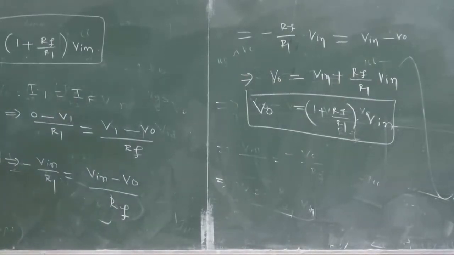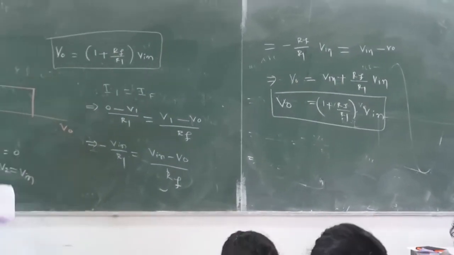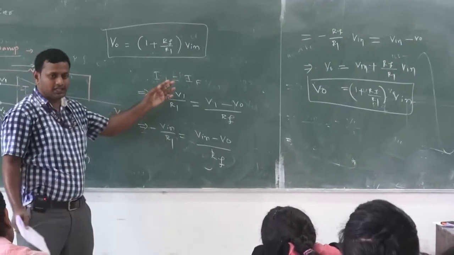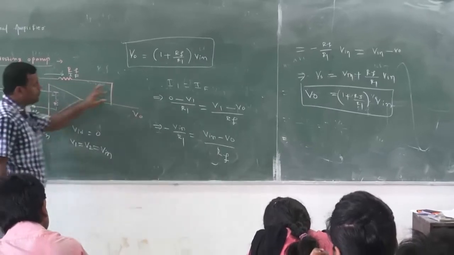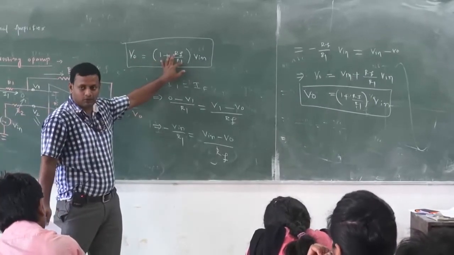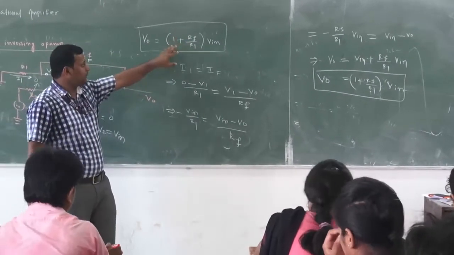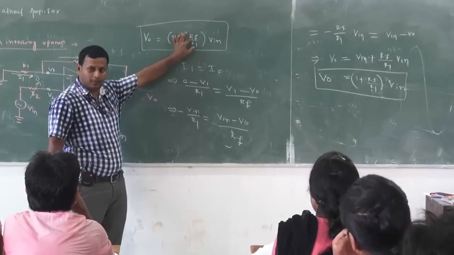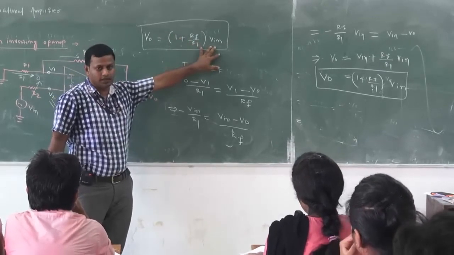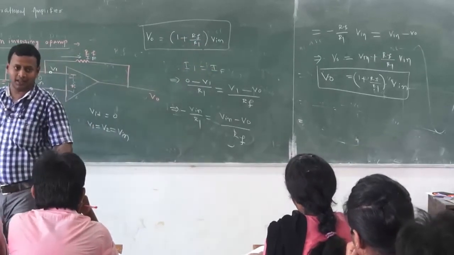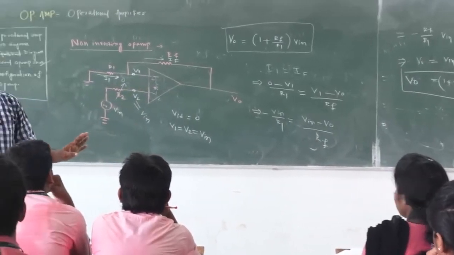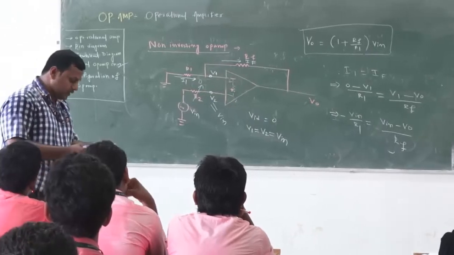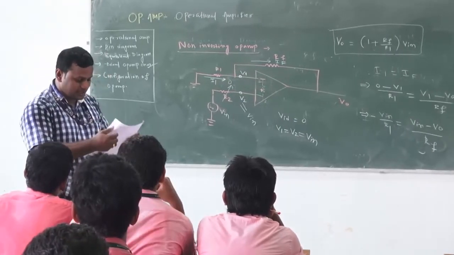From this we can say, if I am giving some input voltage at this point, I am getting an output which is 1 plus RF by R1 times V in. For fixed values of RF and R1, it is a positive quantity into V in. That means whatever input I give, it comes out amplified without any phase change. Based upon this, there is a problem.